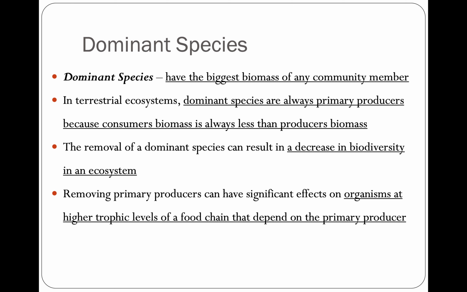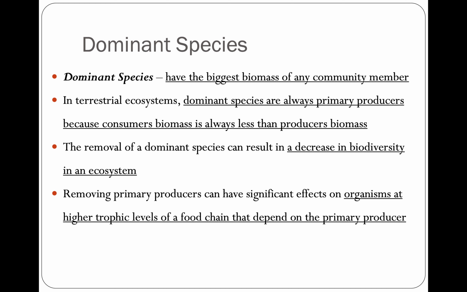In terrestrial ecosystems, dominant species are always primary producers because the biomass of consumers is always less than producers' biomass. So what that means is that in a terrestrial ecosystem, the dominant species is probably always going to be a plant of some kind. The removal of a dominant species can result in a decrease in biodiversity in an ecosystem, which makes sense, right? If you take away the biggest thing, the one with the most biomass, then there's less to eat, especially if it's a producer. So there's less food for other organisms, so you're going to see a decrease in the biodiversity.